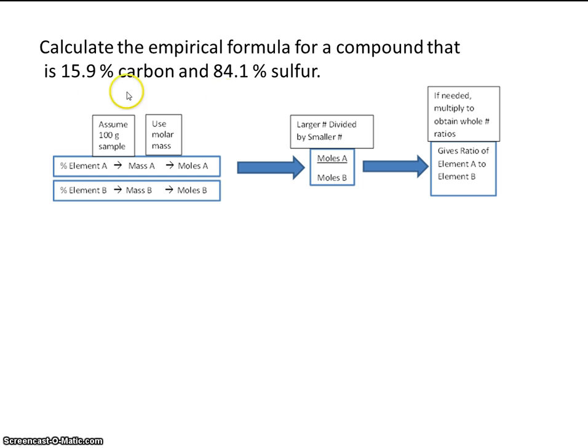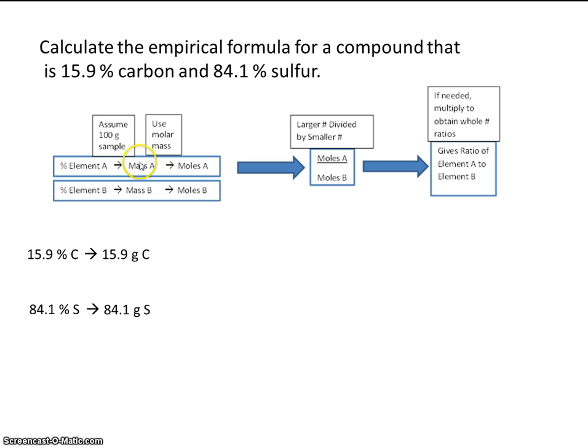So here we go. If it's 15.9% carbon and 84.1% sulfur, these are percents. So how do we go from percent to mass? Well, let's assume a 100-gram sample. So if we have 100 grams and 15.9% is carbon, that means 15.9 grams are carbon. And the same thing for sulfur, 84.1 grams of sulfur.